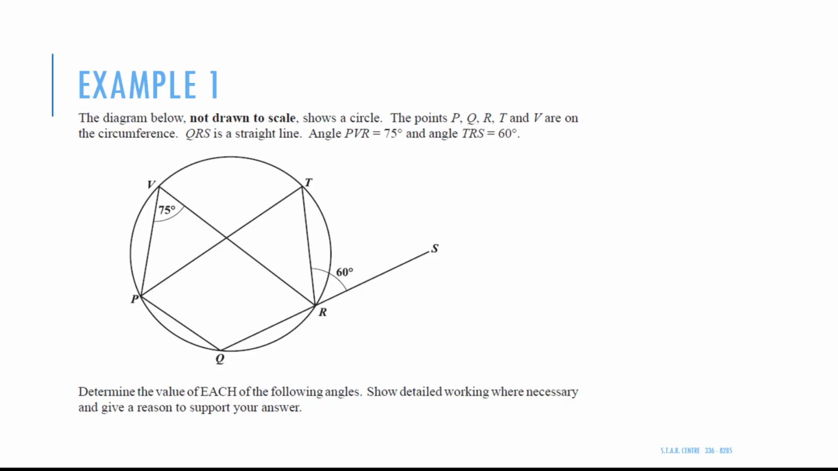So example 1. The diagram below, not drawn to scale, shows a circle. They tell us that the points P, Q, R, T, and V are on the circumference. QRS is a straight line. Angle PVR is 75 degrees and angle TRS is 60 degrees. All of that information is shown on the diagram. Determine the value of each of the following angles and show detailed working when necessary. Give reasons to support your answer.